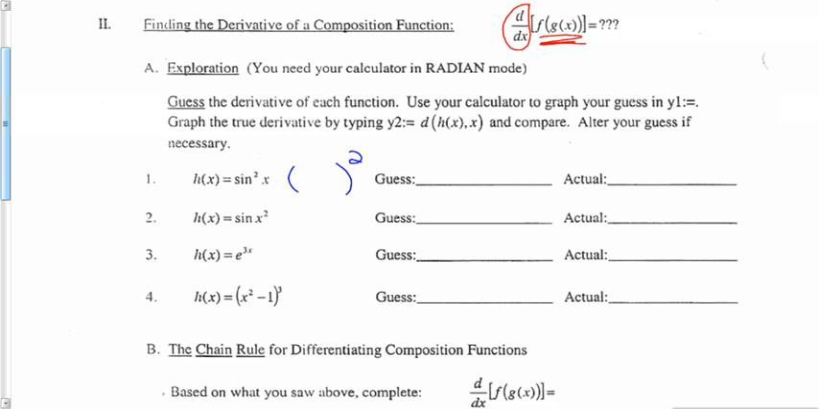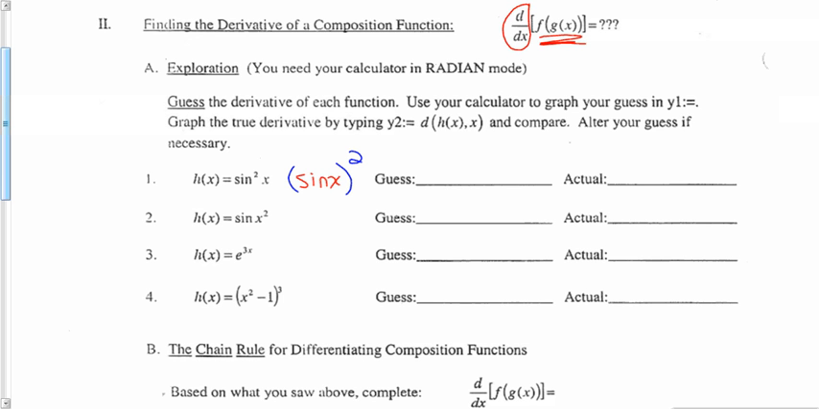My inside function is actually sine of x. When I plug in my x, the first thing I do is take the sine of it. Once I have that value, then I square that number. So my inside function is sine. The outside function is something squared.